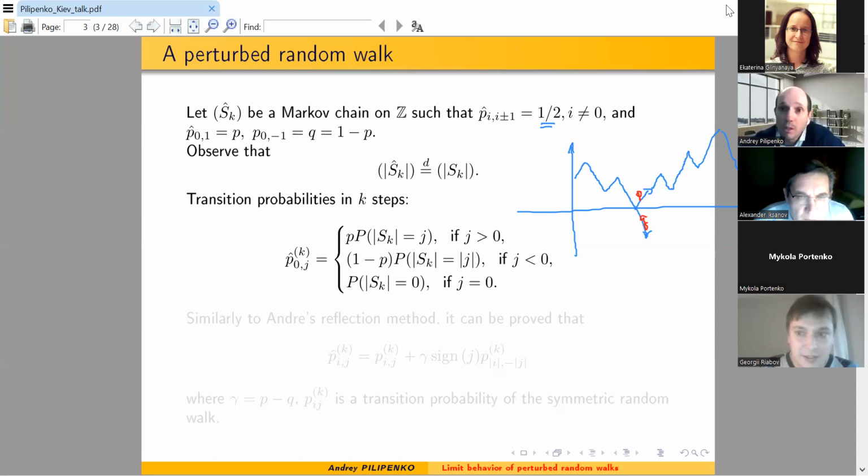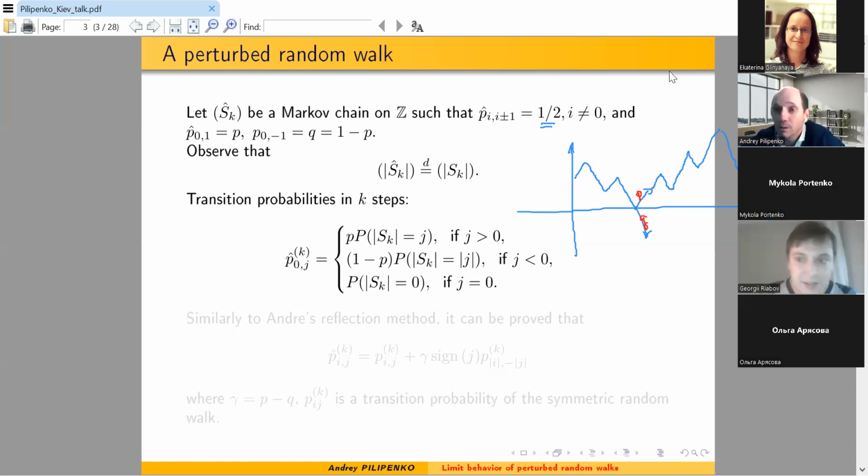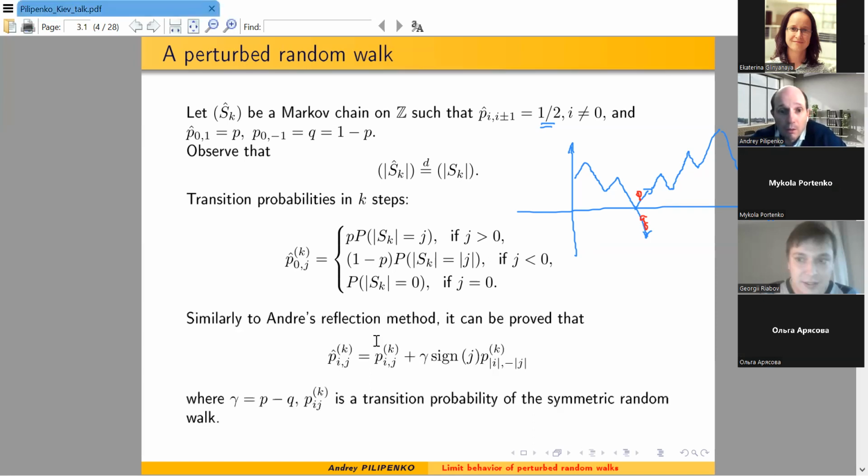The question is, let's consider Donsker scaling and try to find a limit of this perturbed random walk. It is not difficult to find the transition probabilities of this perturbed random walk, and they are equal to the transition probability of the usual simple random walk plus gamma, where gamma is p minus q times sign of j. And again, this is the transition probability of the usual simple random walk.